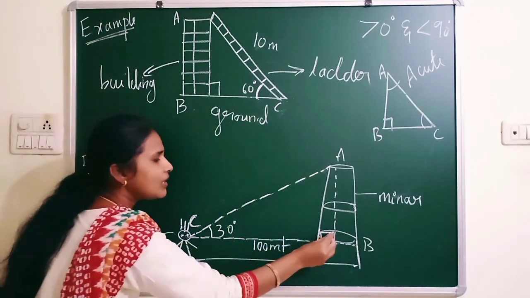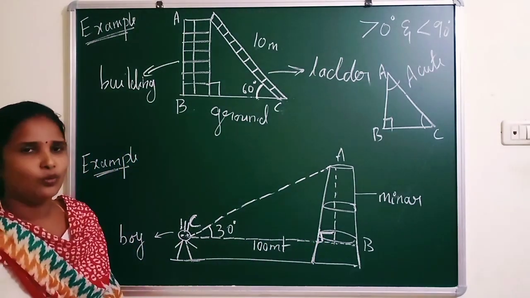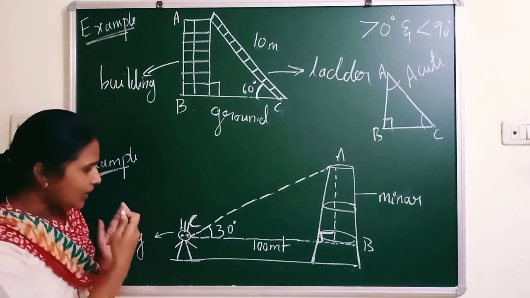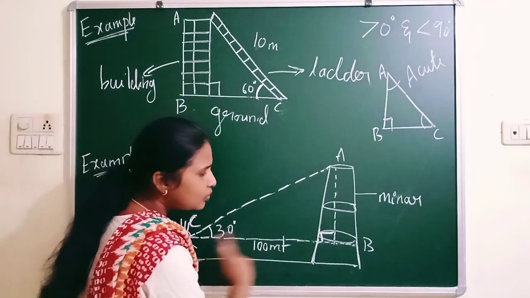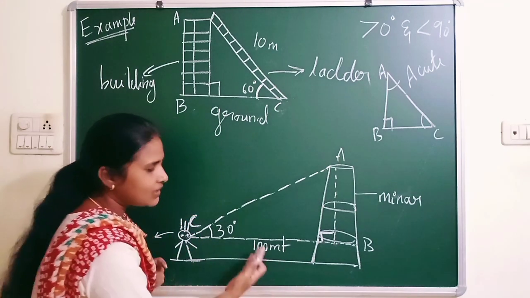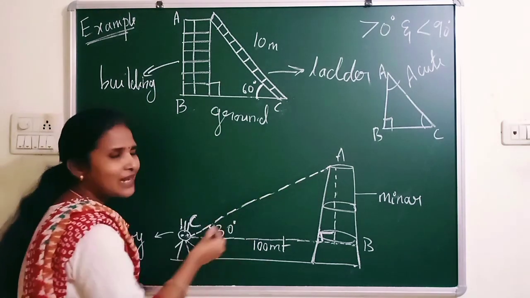So you can imagine a right angle triangle. In this case, if I know the distance between the eye of an observer and the base of the minar, think that it is 100 meters. And if I know the angle between, this we call the line of sight.